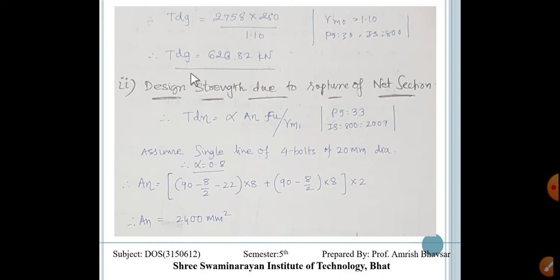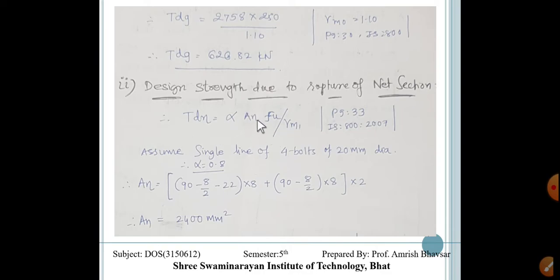Now the second thing, that is design strength due to rupture of net section, we have to calculate from page number 33. And whenever we have this kind of built up section, then we must take the equation with alpha. Now TDN is equal to alpha into An into Fu upon gamma m1.